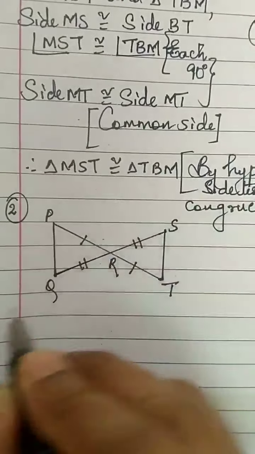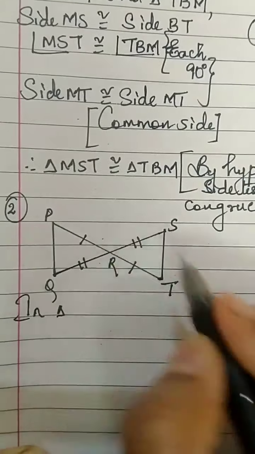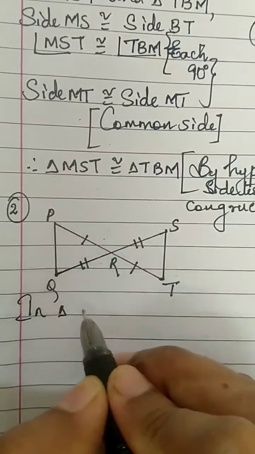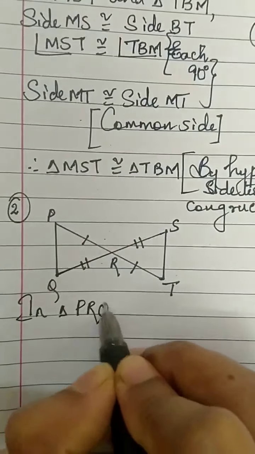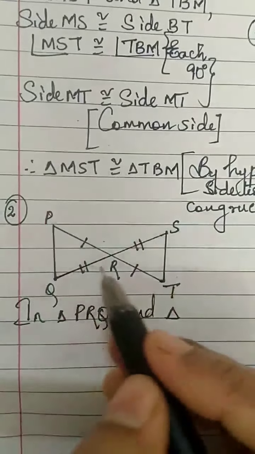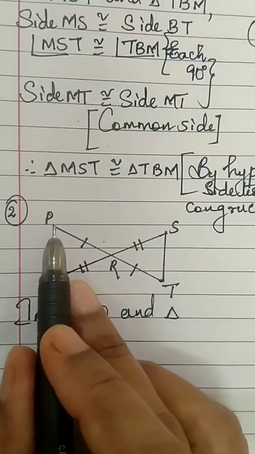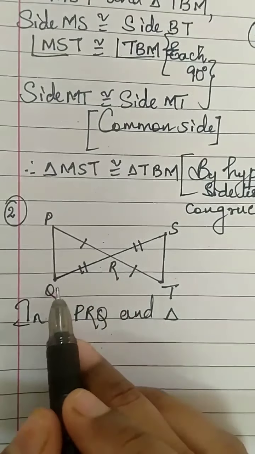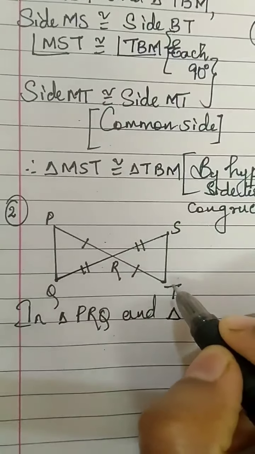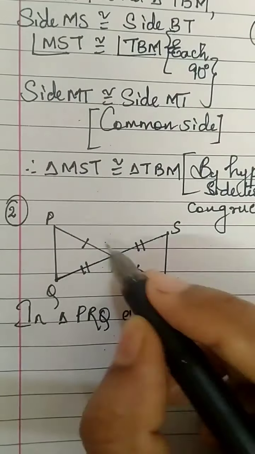Okay, so let's start. How will we do this sum? In triangle, naming is important. PRQ, and triangle. How did I name the first triangle? Same way you name the second triangle. PRQ, single marked to double marked. So you also name single marked. Single marked is TR, to double marked is S. TRS.